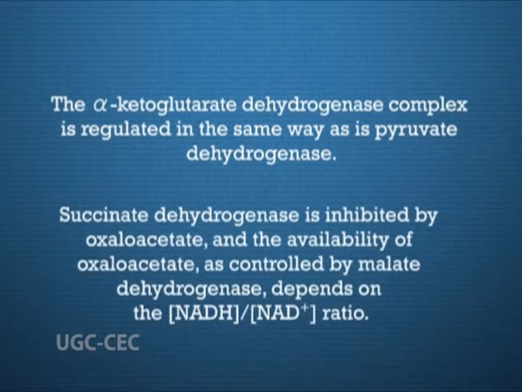Succinate dehydrogenase is inhibited by oxaloacetate, and the availability of oxaloacetate as controlled by malate dehydrogenase depends on the NADH and NAD+ ratio. Since the Km for oxaloacetate of citrate synthase is of the same order of magnitude as intramitochondrial concentration, it is likely that the concentration of the oxaloacetate controls the rate of citrate formation.